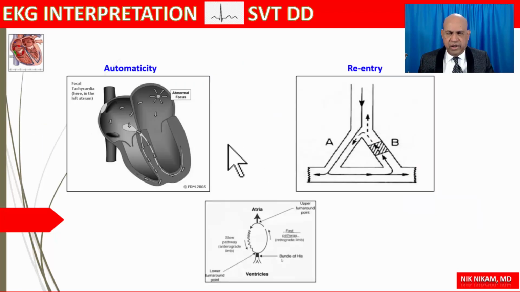Okay, here is a different way to represent. Here we have an ectopic focus which randomly fires. In case of atrial tachycardia, it's generally a single focus that fires the impulse.